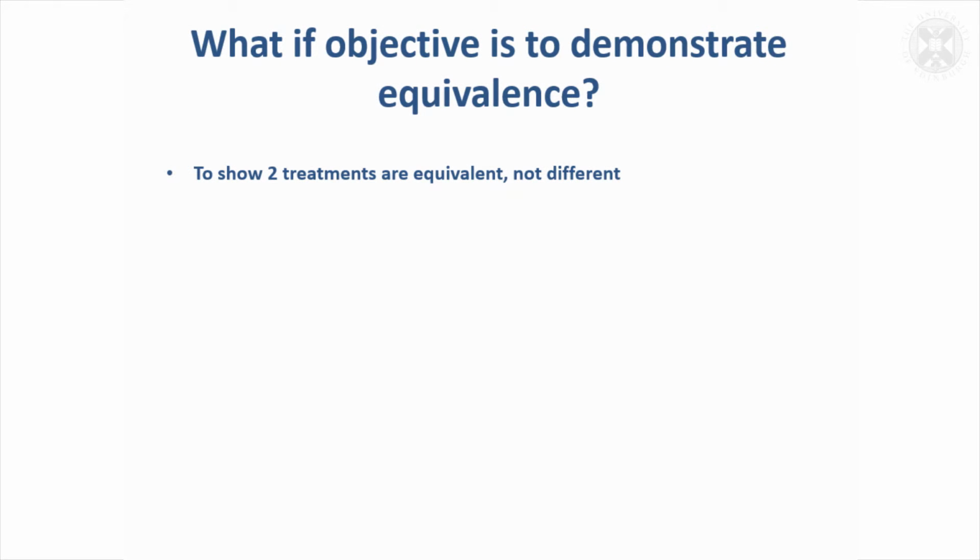So we've been talking about the objective being to find out how many you need to get statistical significance. Occasionally the objective might be to say, well, I want to prove that the effect of these two treatments is equivalent, so that they're not different. So that's kind of turning things around a bit.